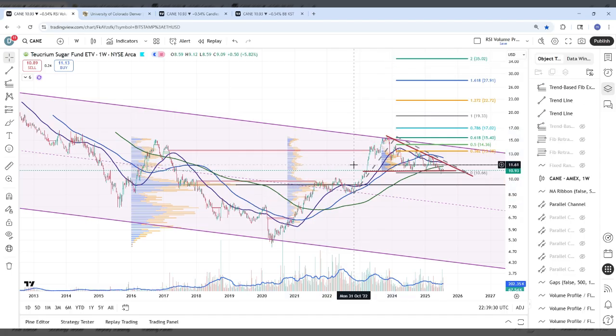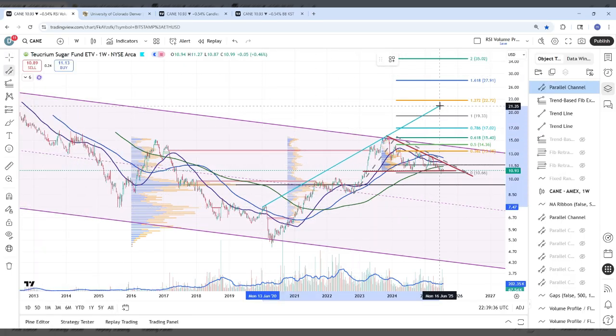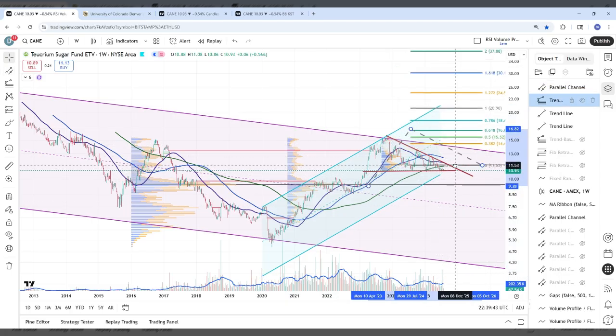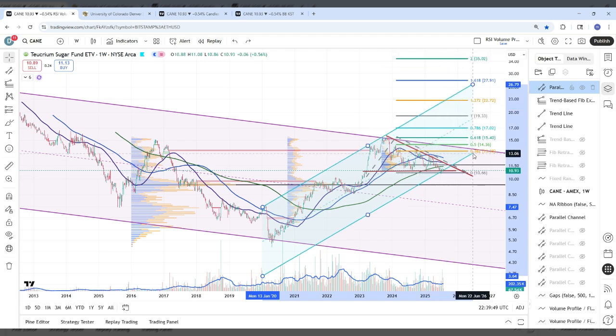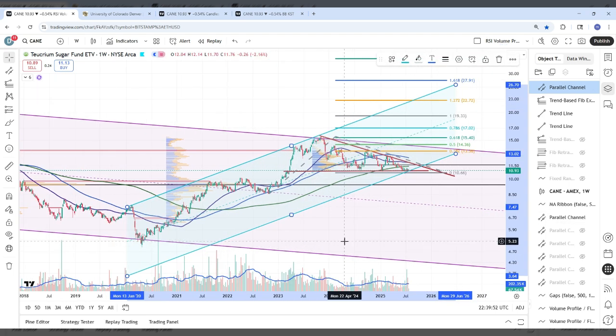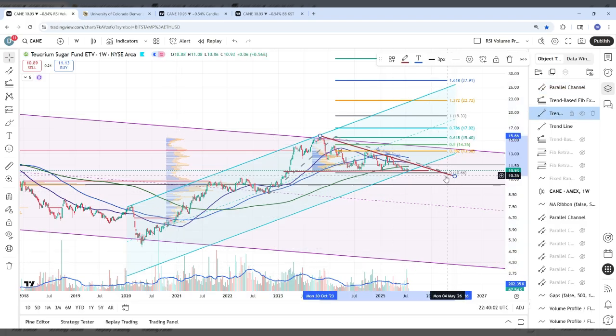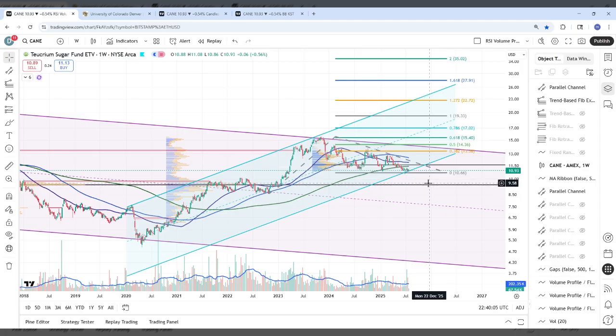Let's replace that with the channel. And so we got three touches up at top. Get rid of this stuff again, and this moving average, just to make this a little less cluttered. Okay.